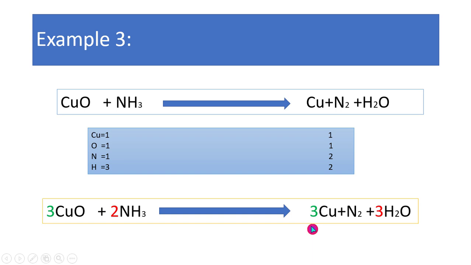Now again we recheck that the number of copper atoms is 3 in the reactants, and the number of copper atoms is 3 in the products. The number of nitrogen atoms is 2 in the reactants and 2 in the products. The number of oxygen atoms is 3 in the reactants and 3 in the products. The number of hydrogen atoms is 6 in the reactants, and the number of hydrogen atoms is 6 in the products. So this equation is completely balanced.